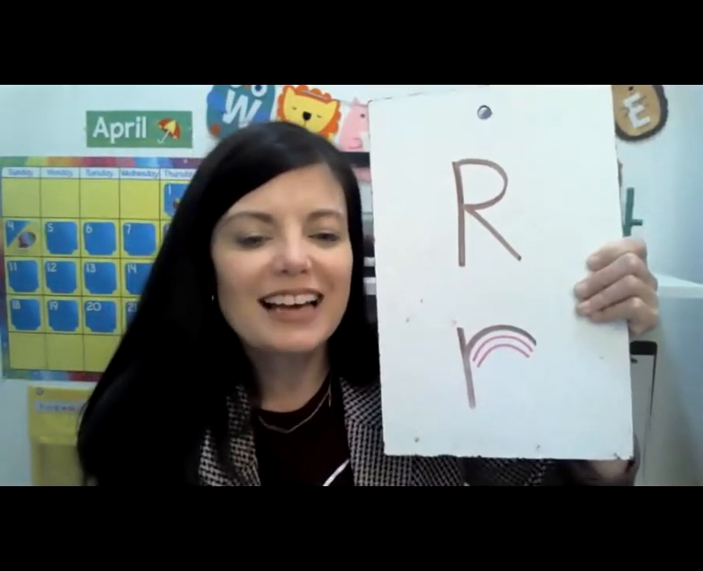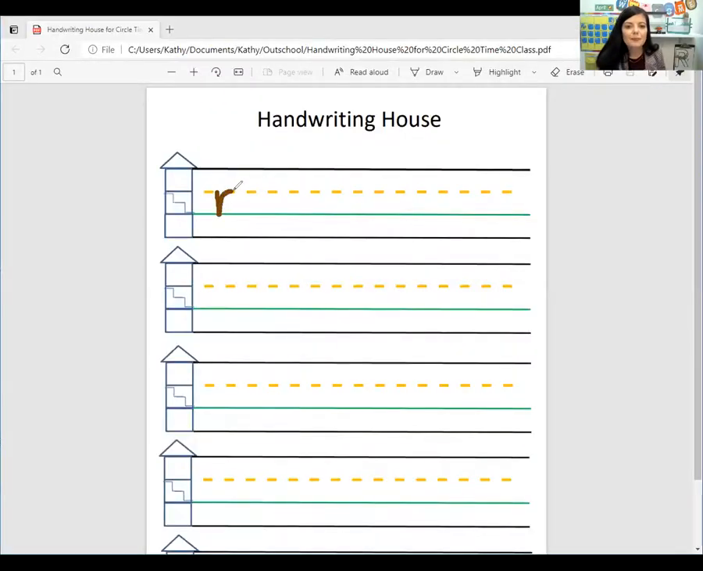Let's see what that looks like on the handwriting house. So we're going to make the number 1 downstairs, trace back up and over like a rainbow. Down, up, and over. A little number 1, and then go all the way back up and over. This is the lowercase letter R.